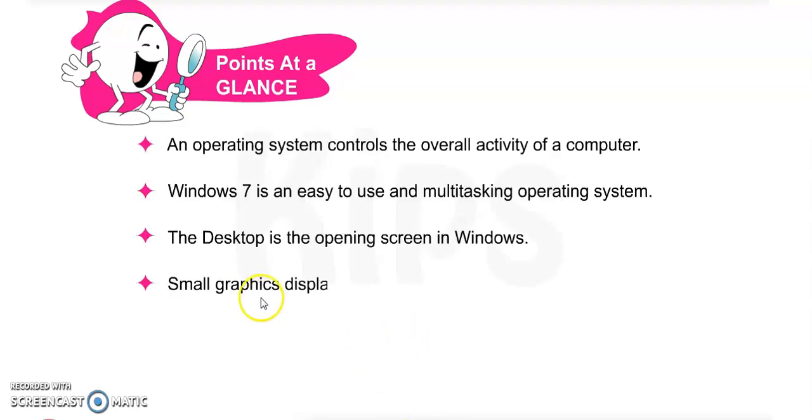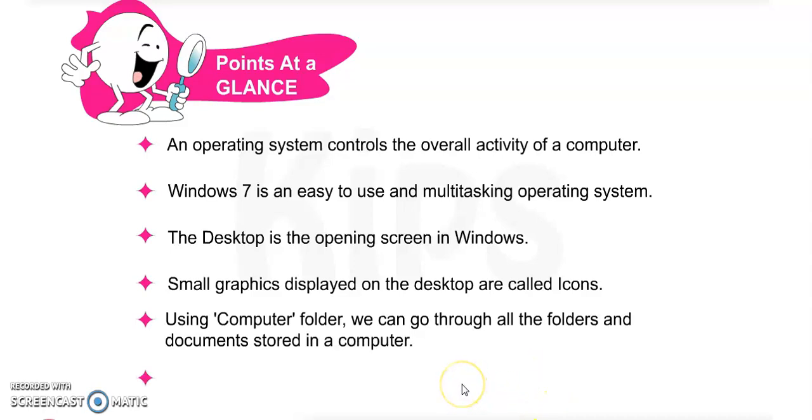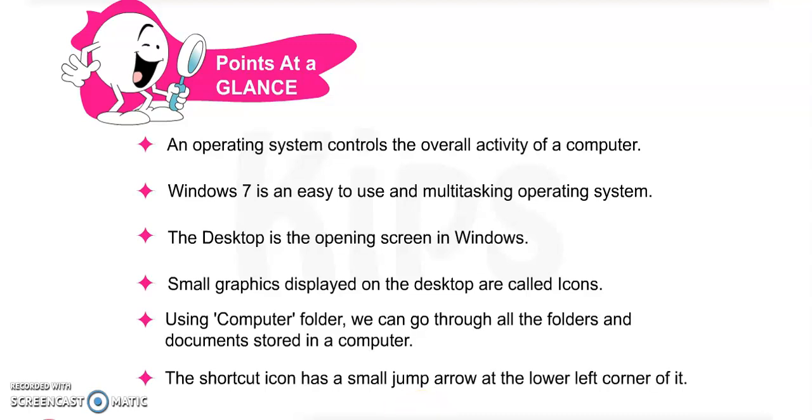So that's all for this lesson. Now I will revise some points for you, points at a glance. An operating system controls the overall activity of a computer. Windows 7 is an easy to use and multitasking operating system. The desktop is the opening screen in Windows. Small graphics displayed on the desktop are called icons. Using the Computer folder, we can go through all the folders and documents stored in a computer. The shortcut icon has a small jump arrow at the lower left corner of it.